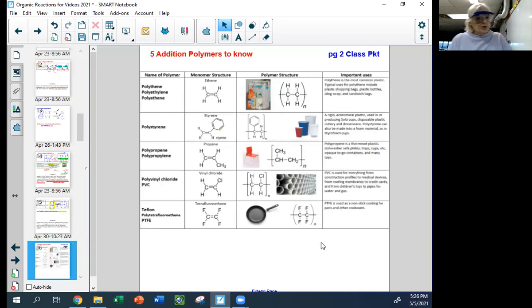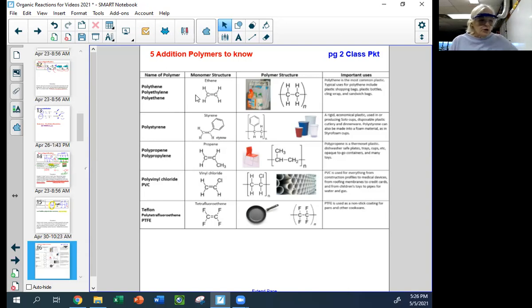So on page 2 in your class packet, you'll have to study this and practice it. You can stop this and fill it in. This is also the answer provided in Schoology, so you can look closer at your Schoology answer sheets. But the monomers for these 5 types of polymerization reactions are listed here. They're called ethene, styrene, propene, vinyl chloride, and tetrafluoroethene. You need to be able to write these 5 monomers.